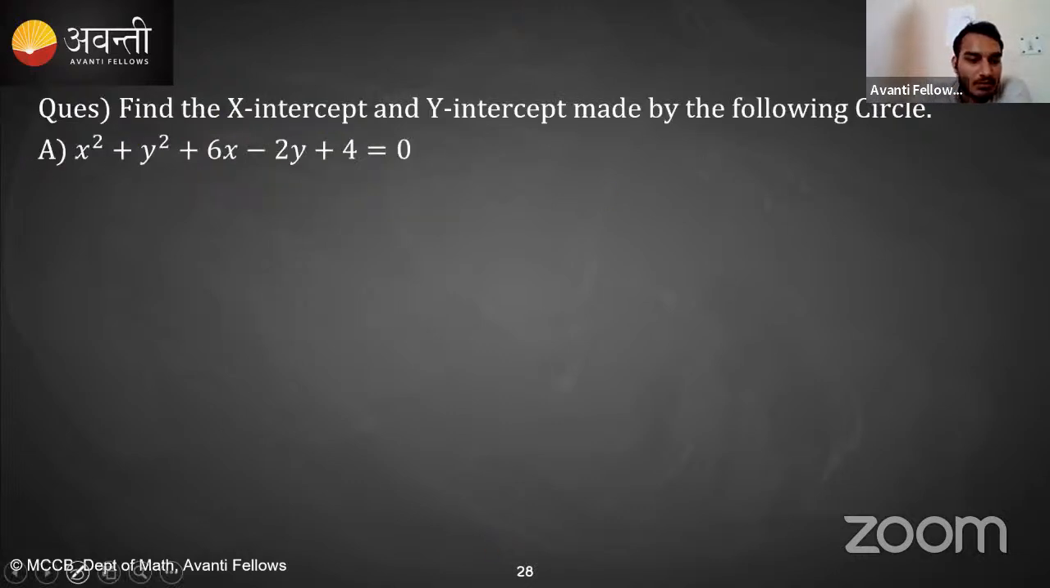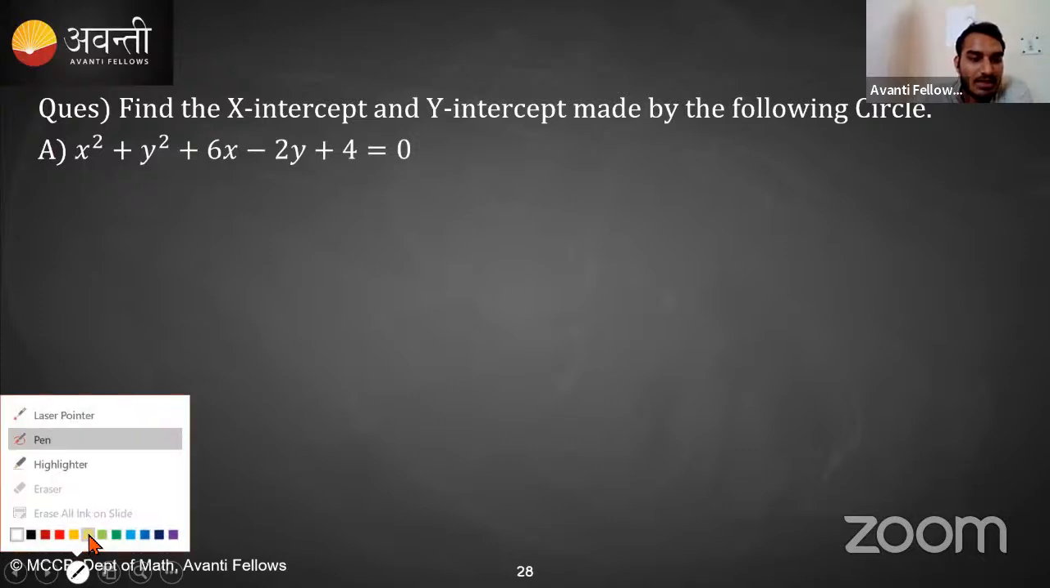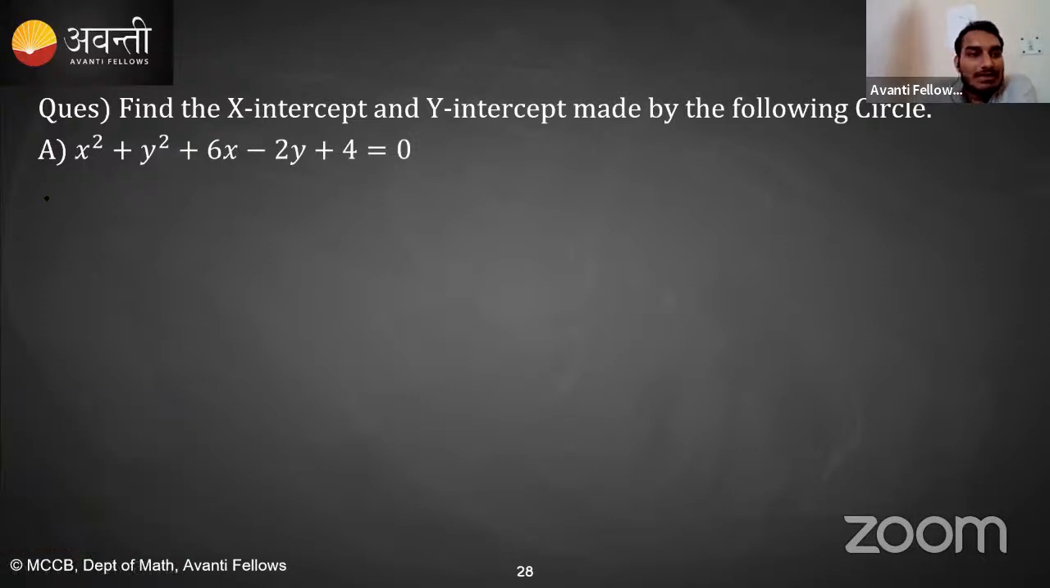So let's solve a couple of questions on the x y intercept. Okay, so let's say first question is find the x intercept y intercept made by the circle. The circle is x square plus y square plus 6x minus 2y plus 4 equal to 0. Okay, so just straight ahead looking at the circle, you can say, what is your g?